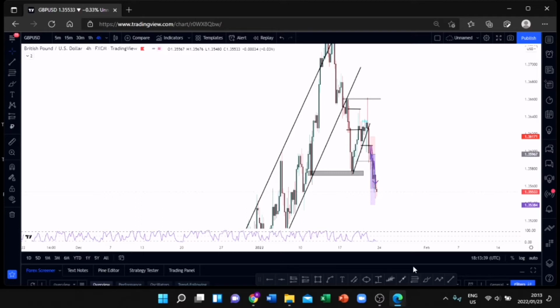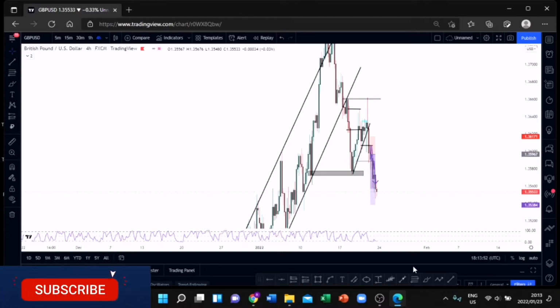So in today's analysis, we're looking at one of my favorite pairs, GBP USD. You know the vibes. We're going to be doing a top-down analysis from the 4-hour. This is a setup that I've already taken.